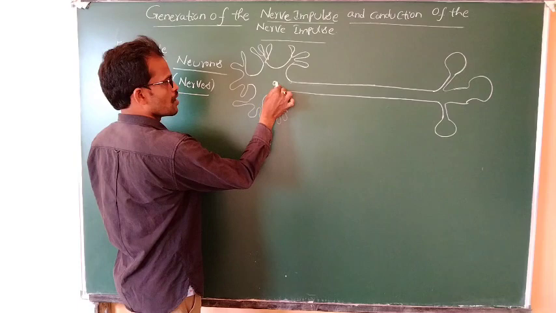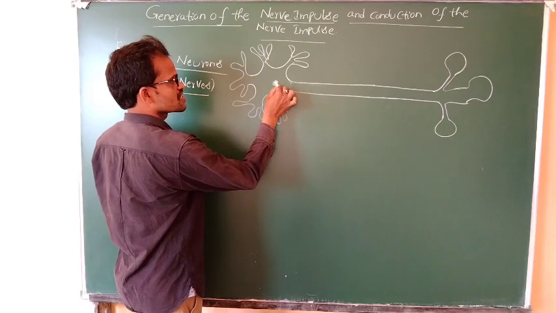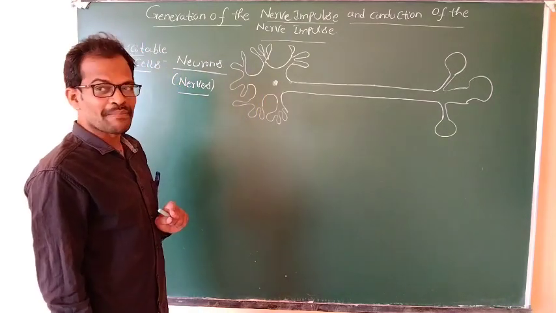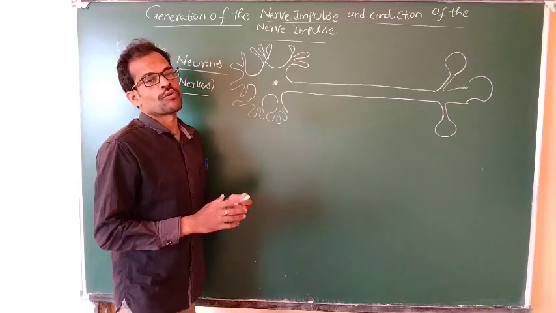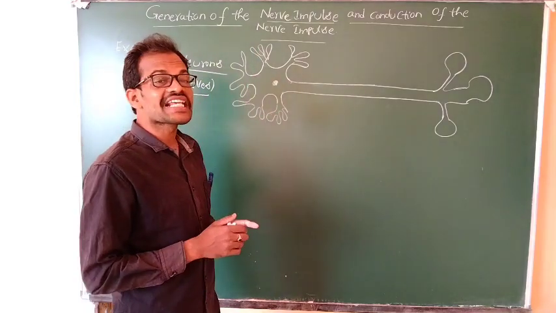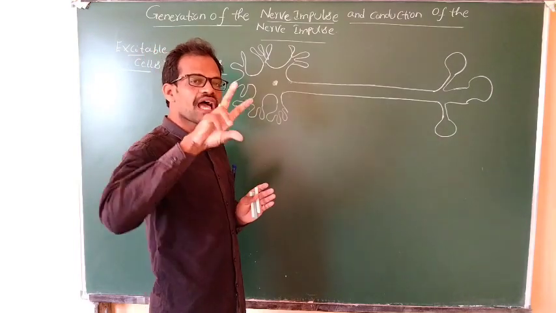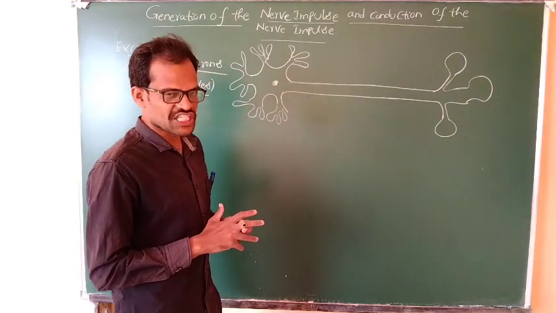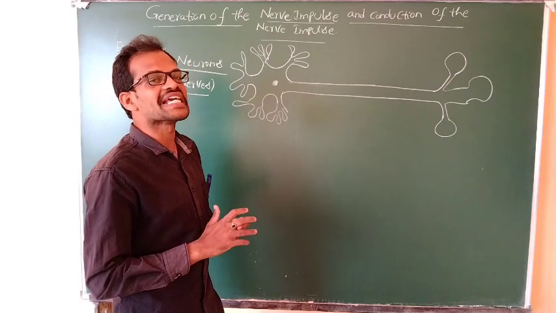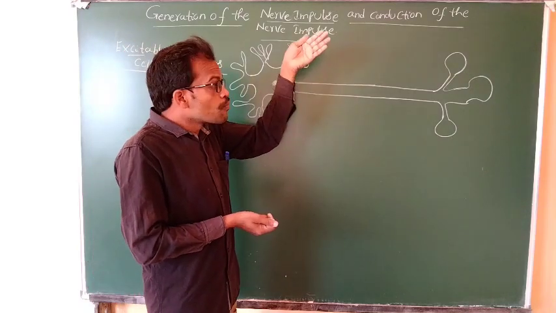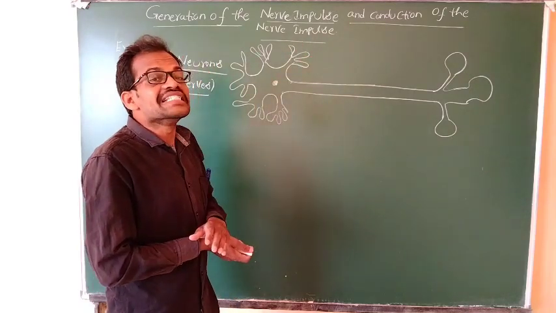For example, how are nerve impulses generated by these neurons? Keep this in your mind. What is the meaning of the generation of the nerve impulse? The generation of the nerve impulse means ions are exchanged. Ions move from outside into the inside.